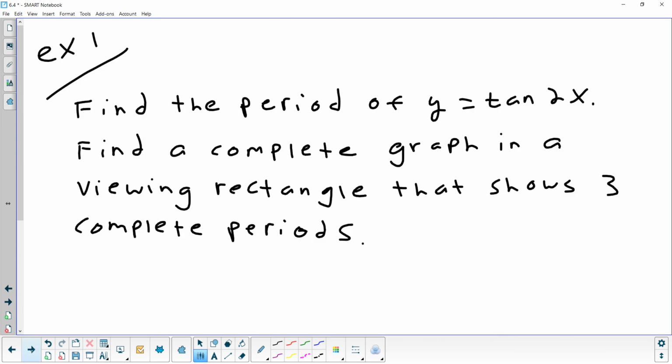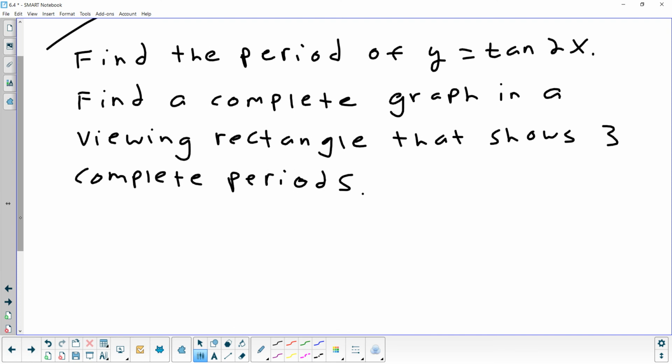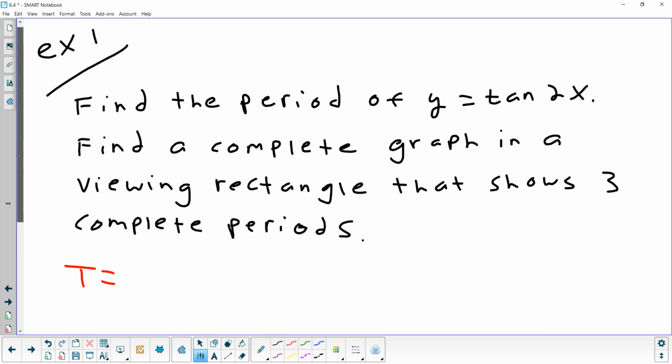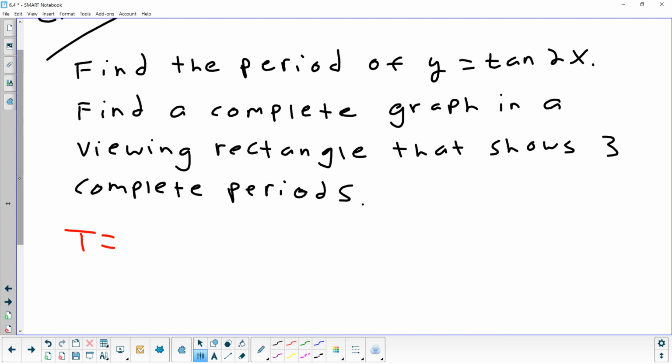Let's see if I have an example of that. All right, so find the period, and then come up with a viewing rectangle that shows 3 cycles of the graph. Okay. So, what is the period formula in this case? Nick? Pi divided by 2. Pi divided by 2.